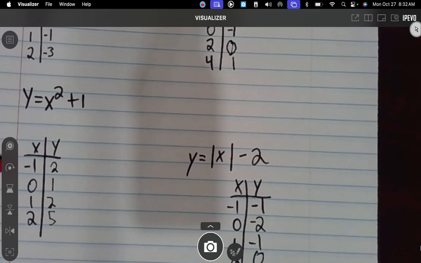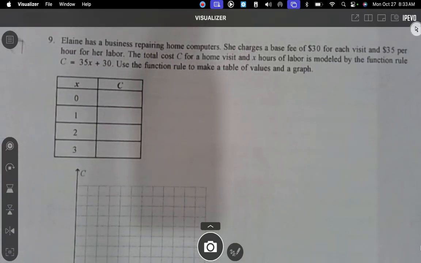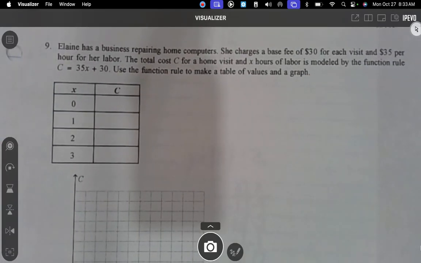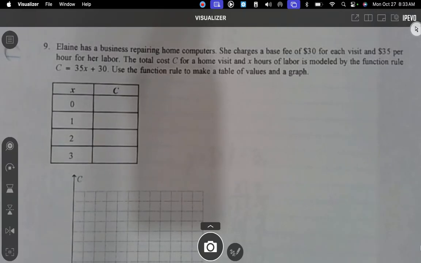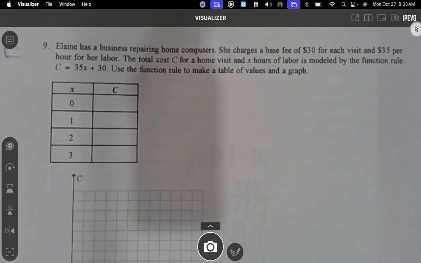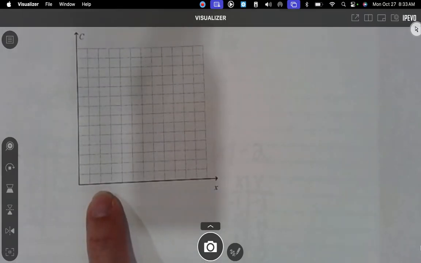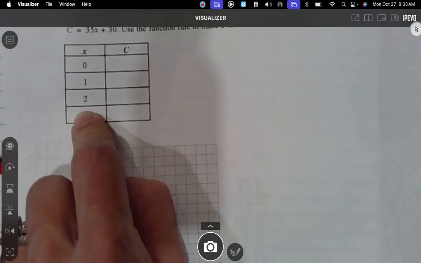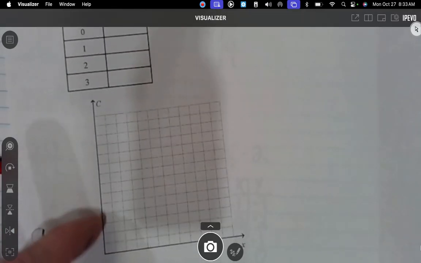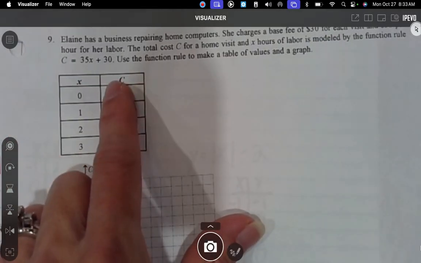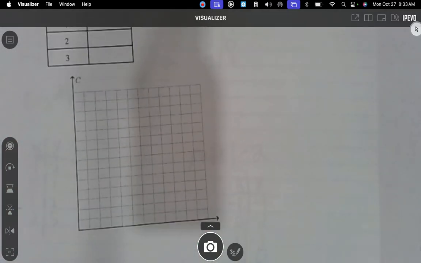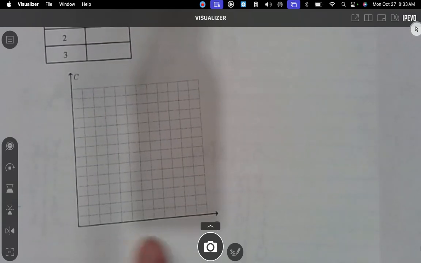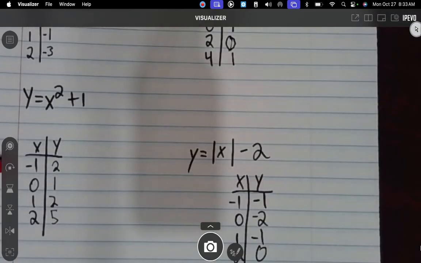Number 9, please make sure that you label your X and Y axis. Okay? So if it's talking about computers and X hours of labor, then you need to put 0, 1, 2, 3 for your X values because that's what they have for your X values. And then these numbers, make sure you put what you're counting by. And you'll just plug them in here. They kind of kept it easy on that one. But just write your numbers so I know what they are on the side.